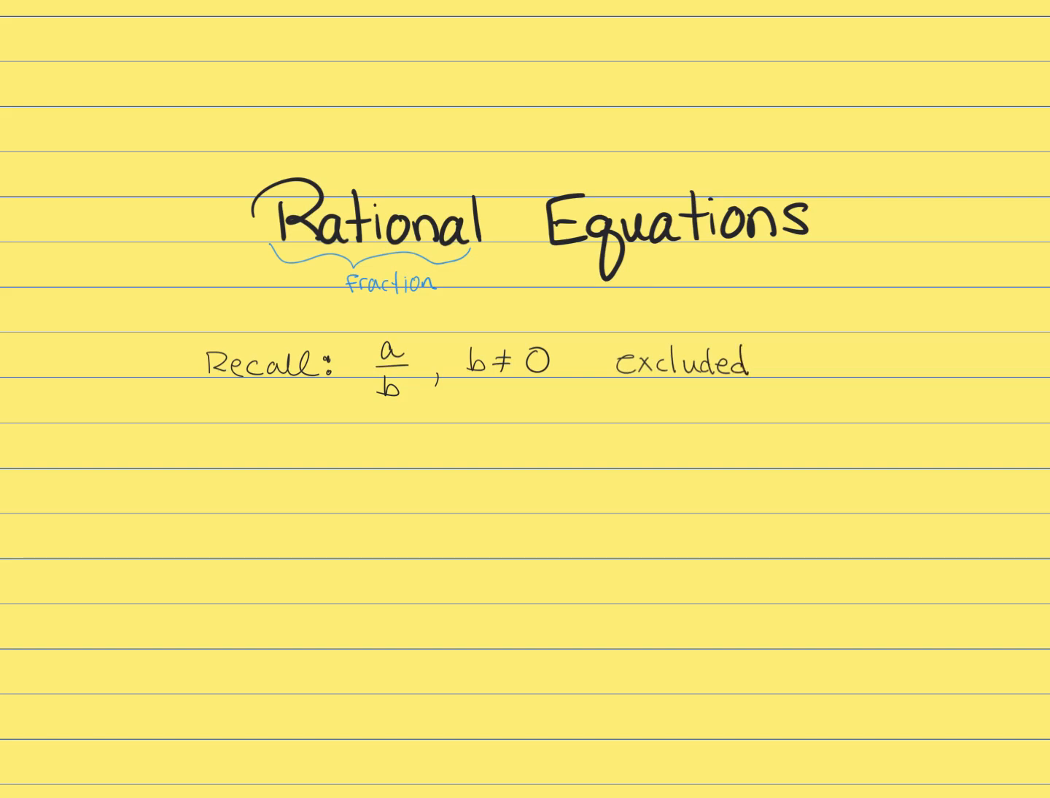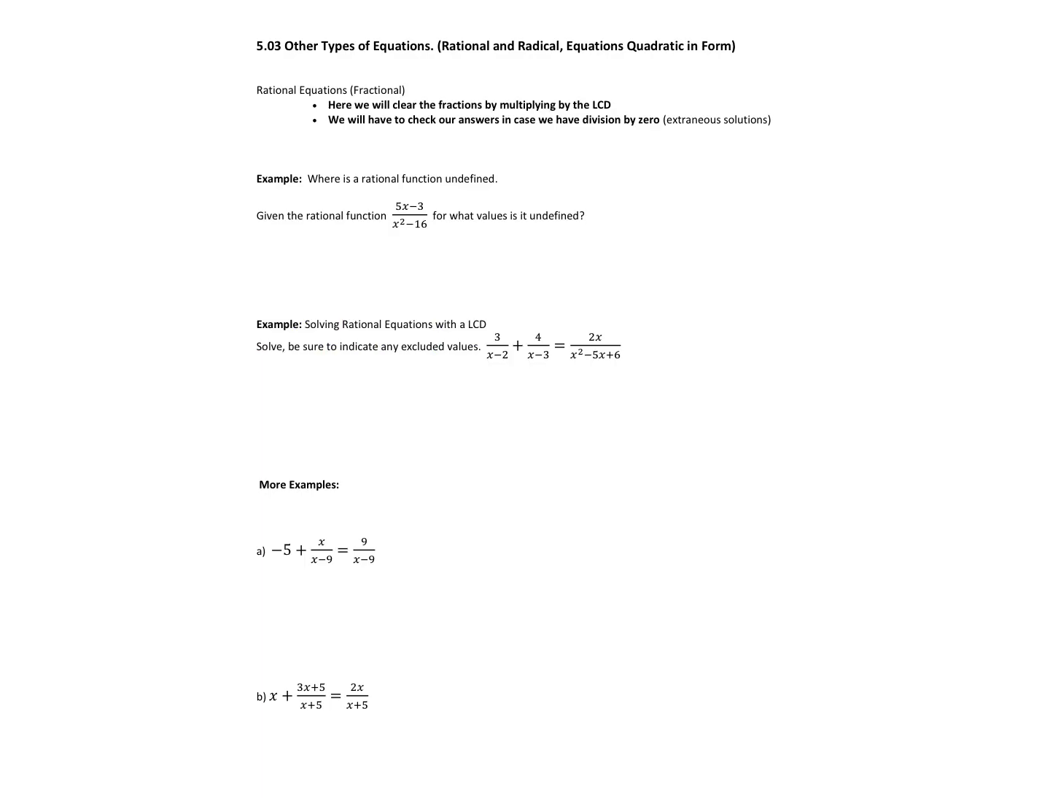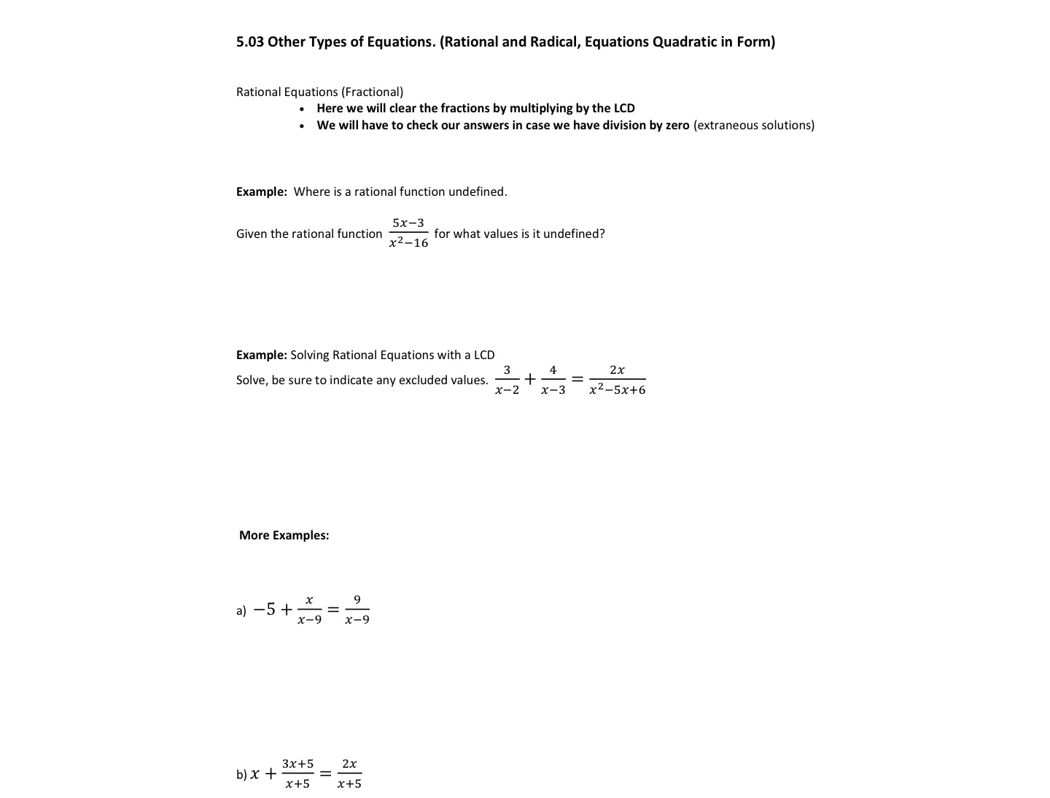So the first thing we're going to have to do on every one of these examples is find the excluded values. So when we process this, first we're going to find the least common denominator and our excluded values. Then we're going to multiply by the least common denominator, and then we'll solve.